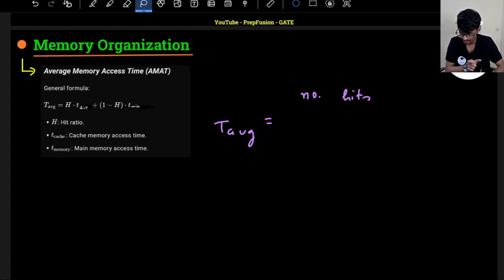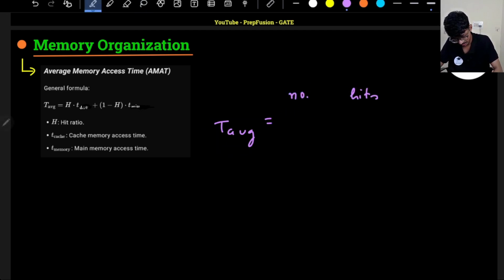If I have a miss, that means that particular data or block is not in the cache memory. Then I have to go to the main memory and bring the block to cache memory. So how much time does it take? It will take somewhat more. So basically I have two things here.